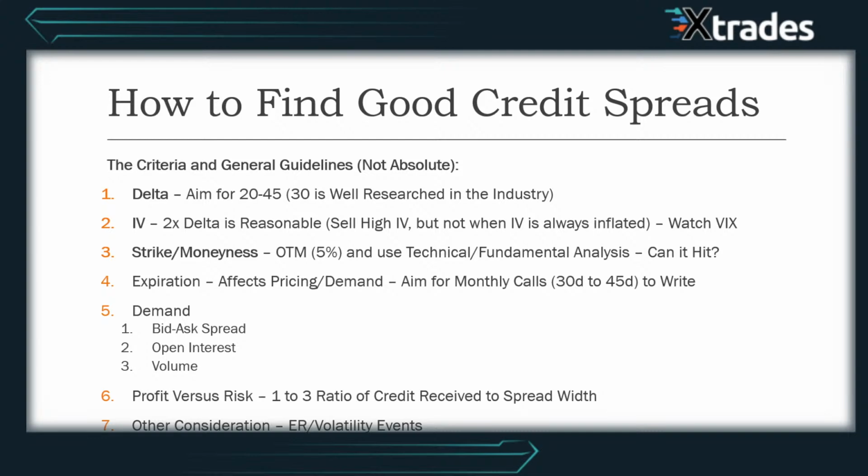So usually I'm going to be looking for something between a 1-to-3 ratio of credit received to spread width, okay? And 007 actually provided a really good example to me of a credit spread that he took this week. I think he mentioned on Monday or Tuesday that this was a really good time to take a credit spread on GME. I'm going to talk about that in a bit and show you that play that he made. But the profit versus risk, I'm usually looking at a 1-to-3 ratio.